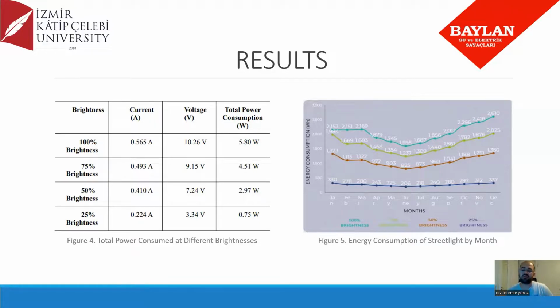When the time is 12 o'clock at night, the number of detected motions is evaluated. The brightness of the lamp changes and remains constant depending on the number of detected movements. As a result of the measurements, the data presented in Figure 4 are given in terms of the current drawn by the street light at different brightness levels in amps, the voltage used in volts, and the total power consumed in watts. The amount of energy consumed by the street light at different brightness is shown in Figure 5 for every month.